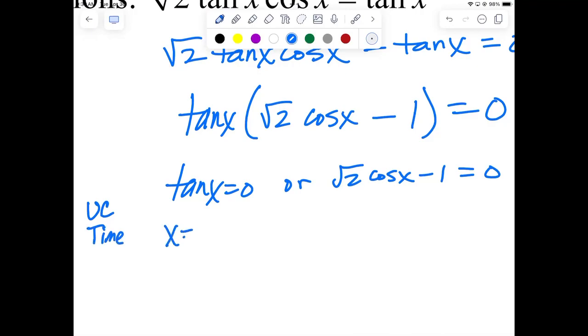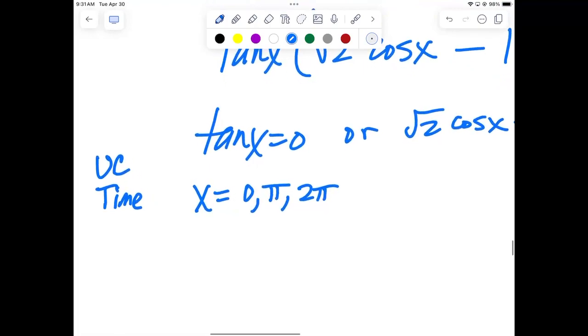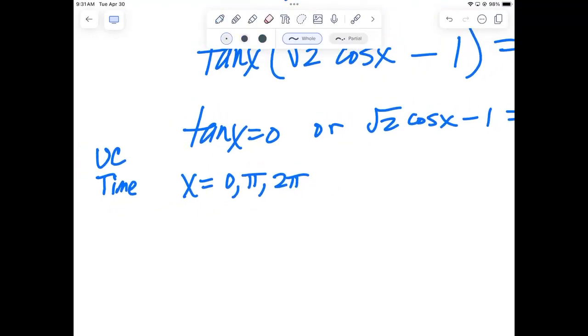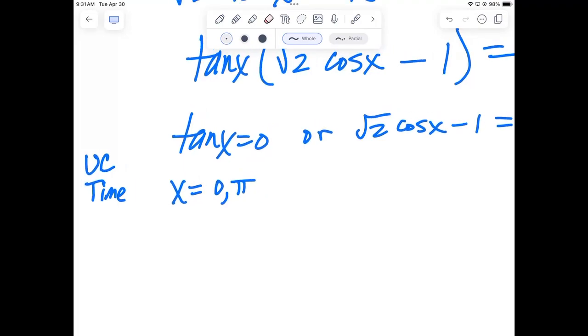Where is tangent equal to 0? Pi halves and 3 pi halves. Is that right? I think those are the vertical asymptotes, don't you? Oh, pooper scooper. Yeah, it's 0, pi, and 2 pi. Now, I don't really need 2 pi because it's coterminal with 0. So I'm just going to go 0 and pi. 2 pi is actually the start of the next rotation. You got to be careful.